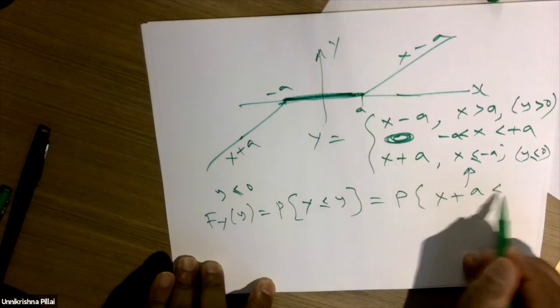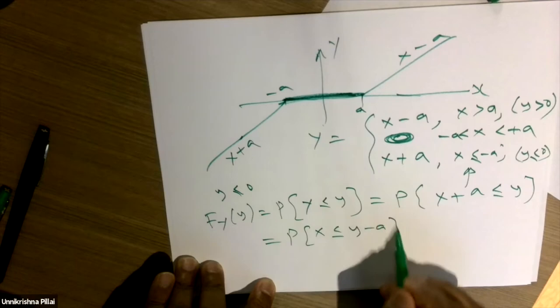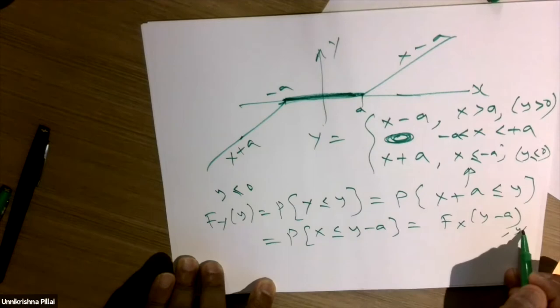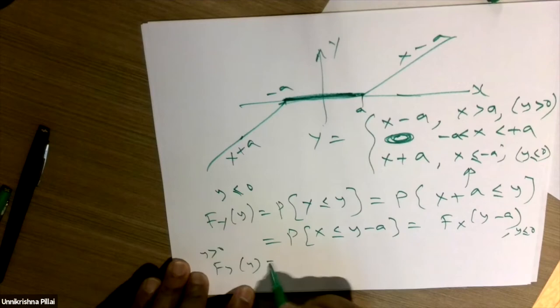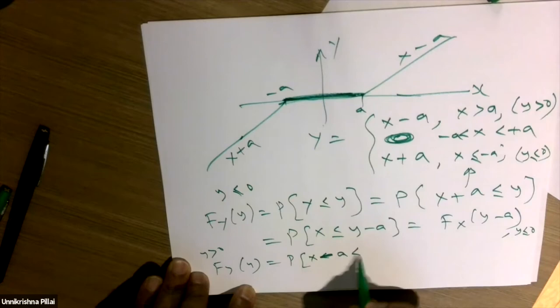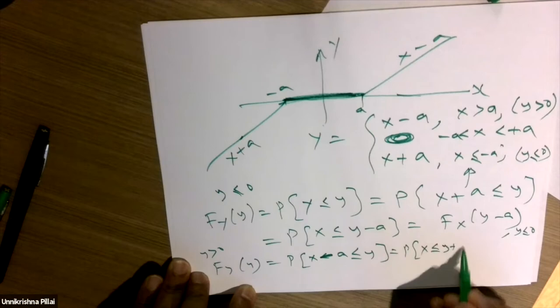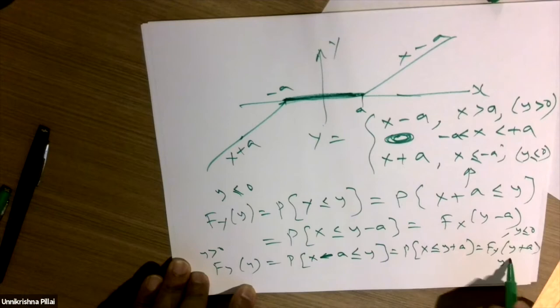So this is probability of x less than or equal to y minus a. That's fx of y minus a. That's for y negative. And for y positive, probability of y is what? X minus a less than or equal to y. So that's the same as probability of x less than or equal to y plus a, or fx of y plus a for y positive.